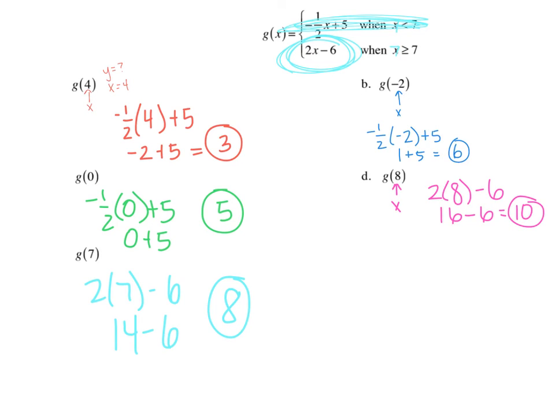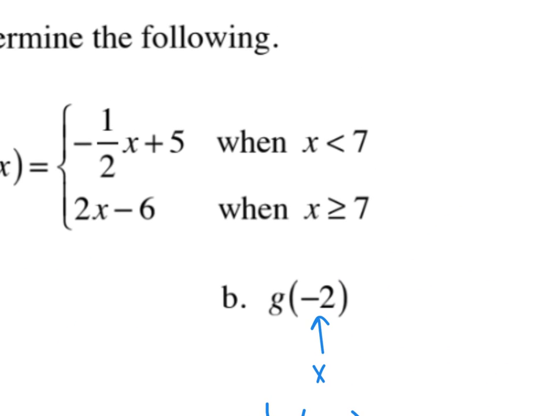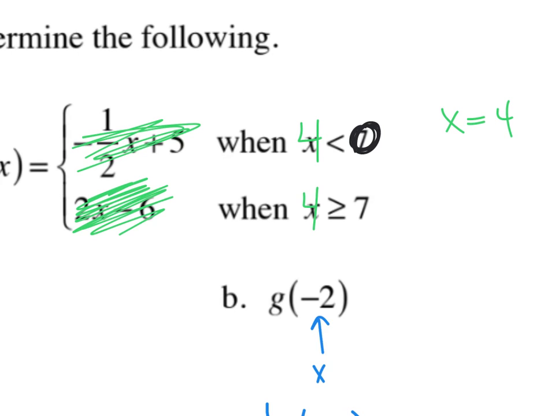Ta-da! Now, sometimes, let's pretend that these restrictions actually said x is less than 0 and x is greater than or equal to 7. And we asked you to determine when x equals 4. What's your y? Well, if I put 4 in, 4 is never less than 0, so I can't use that equation. And 4 is not greater than or equal to 7, so I can't use that equation either. So we would call that does not exist, no solution. It basically means that that function is not applicable when x equals 4.